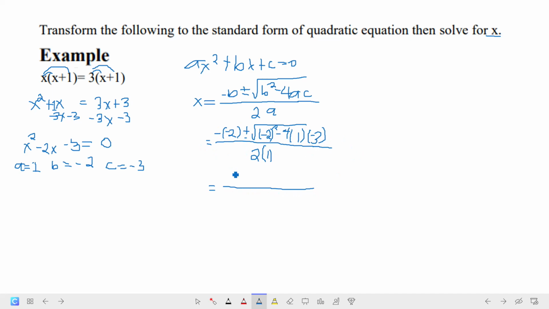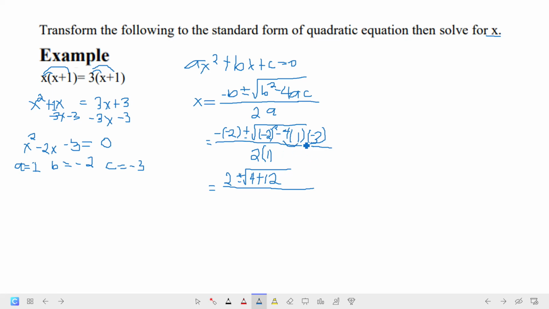So negative times negative will give us a positive integer. So this is positive 2 plus minus square root of negative 2 squared. So meaning we multiply negative 2 times negative 2 will give us a positive 4. Next, 1 times negative 3 will give us negative 3. Negative 3 times negative 4 will give us positive 12.